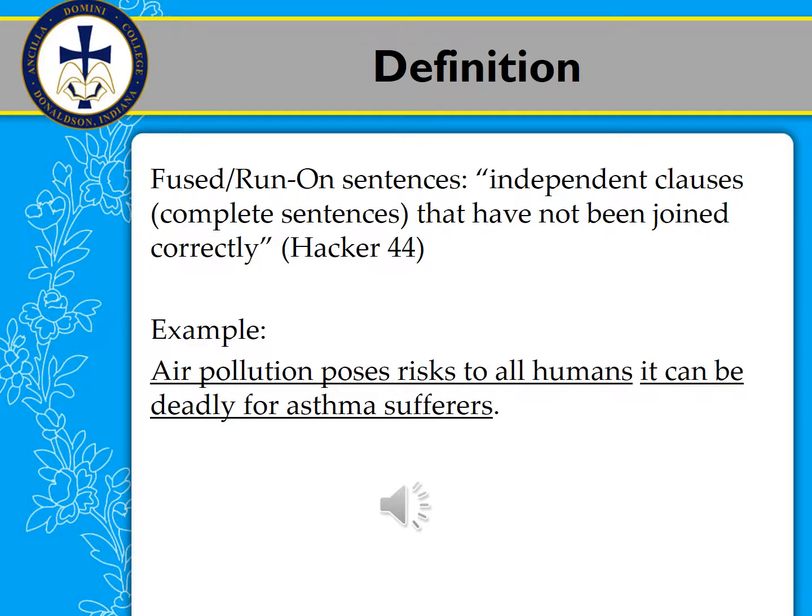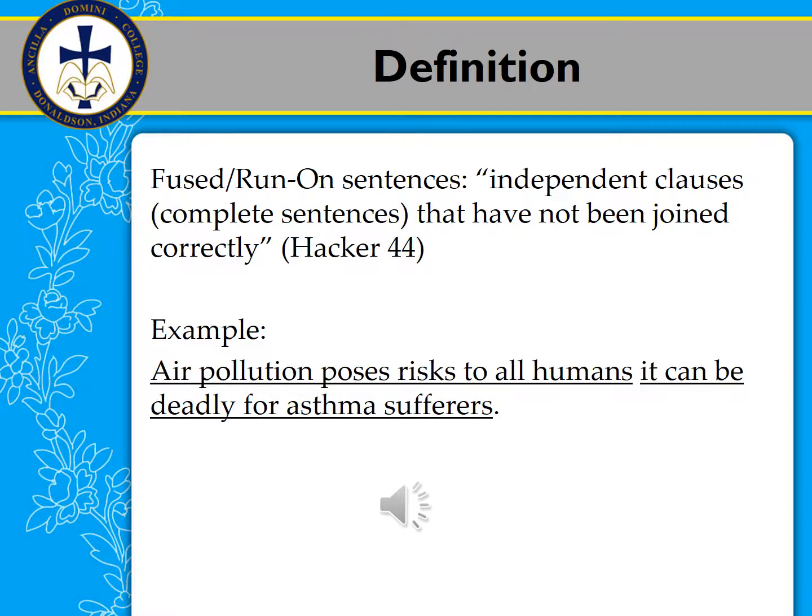Those are both two words, fused, and run-on, which is actually a compound word with the hyphen in there. They mean the same thing, but you're going to see them used interchangeably in various places, so I want to make sure you know that they both mean the same thing. It means you have independent clauses, another way of saying complete sentences, that have not been joined correctly. There are complete sentences or independent clauses that can act as complete sentences, but they haven't been joined together correctly.